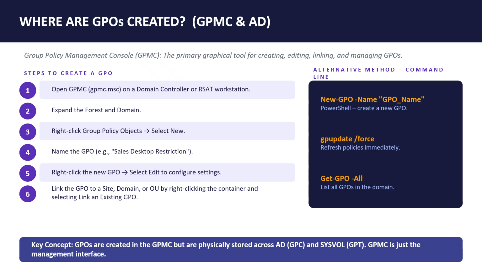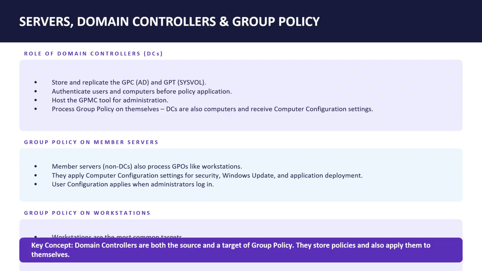After editing, you link the GPO to a site, domain, or OU by right-clicking the container and selecting Link an Existing GPO. This binding determines which objects receive the policy. You can also create GPOs using PowerShell with the New-GPO command, and you can list all GPOs with Get-GPO -All. It is important to understand that the GPMC is purely a management interface. The actual GPO data is physically stored across the Active Directory database, which is the GPC, and the sysvol folder, which contains the GPT.